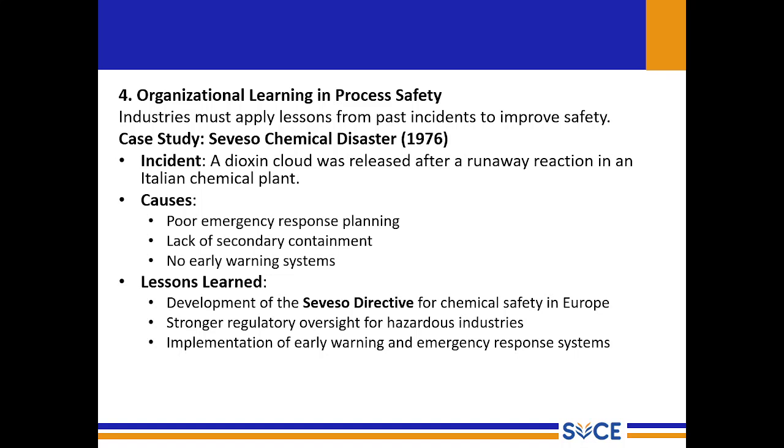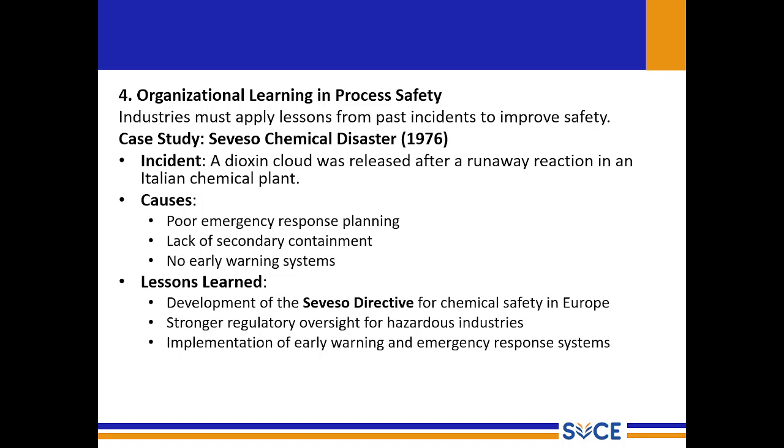A runaway chemical reaction at the ICMESA plant led to the release of a dioxin cloud. So the highly toxic dioxin spread over several towns, contaminating soil, animals, and people. Thousands of people were exposed, leading to long-term health effects, including skin disease and cancer risk. Right? What are the causes of the disaster?